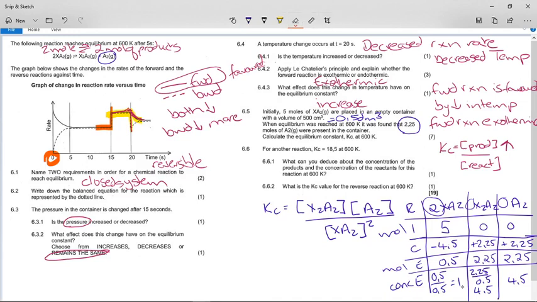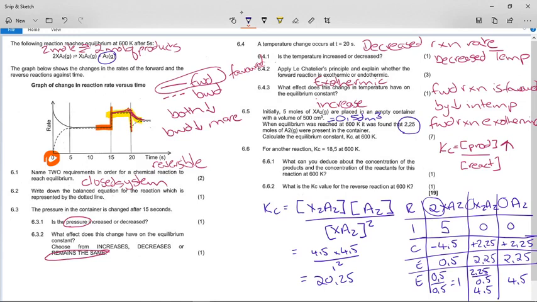Okay, so I've completed my rice table here, and I just need to fill out my Kc expression with the values from the table. So I've got 4.5 times 4.5 over 1 to the power 2, and this gives you 20,25. So that is now your Kc value.